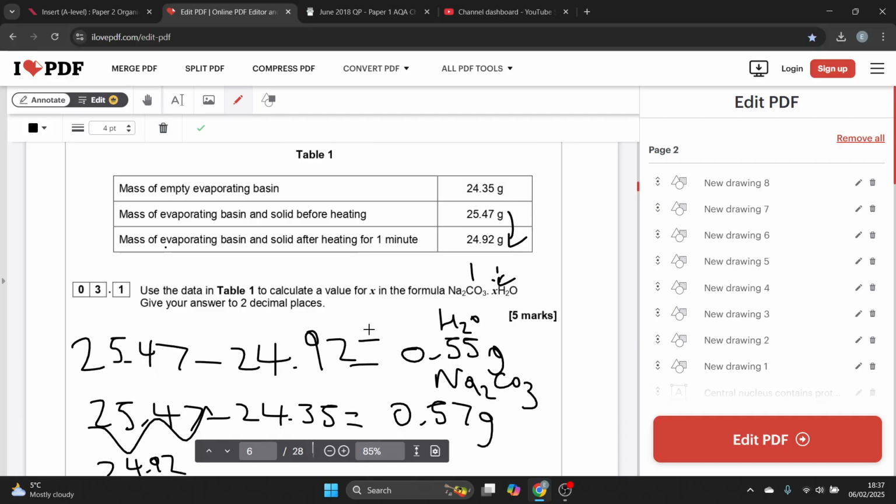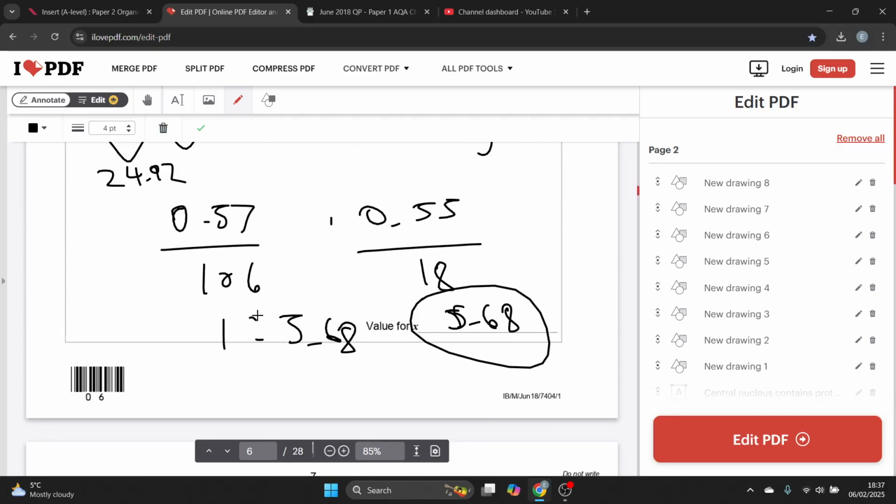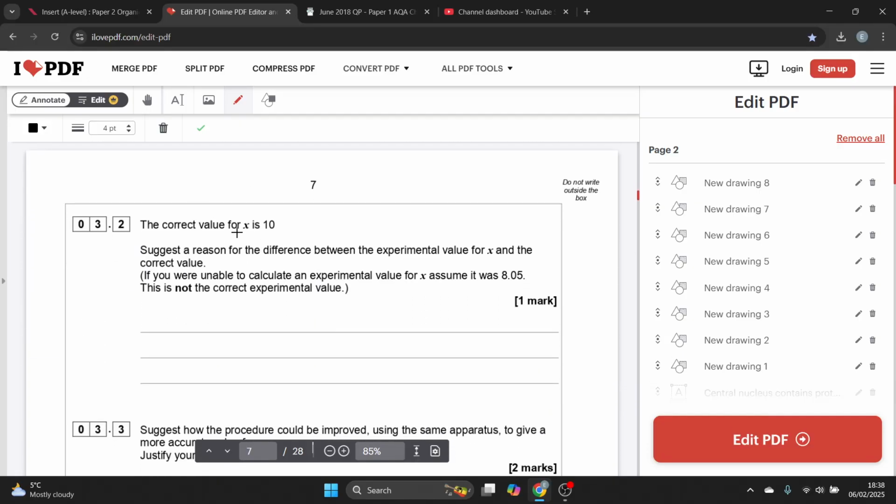So I'll say it again. Do 25.47 minus 24.92 to find the mass of H2O. Then to find the mass of Na2CO3, 24.92 minus 24.35. Then work out the moles. Divide by the smallest number of moles. You get this ratio, and that's your answer to 2 decimal places. The correct value for X is 10. So that's the difference between the experimental value for X and the correct value. Now, I can't say heat loss or anything, because this is the difference between experimental value and correct value.